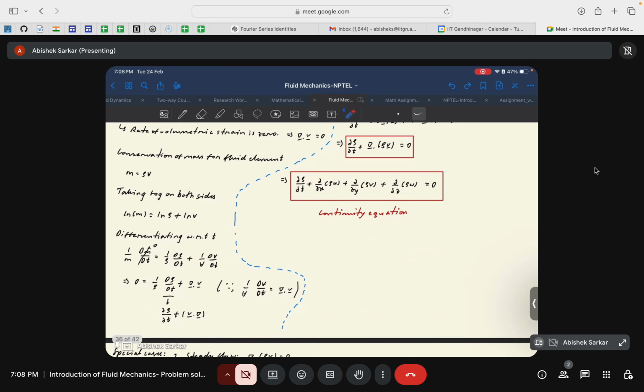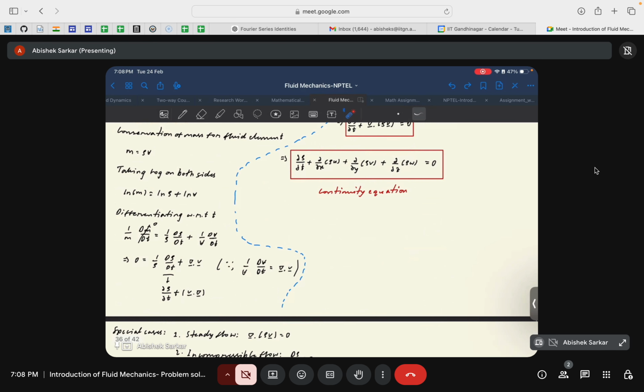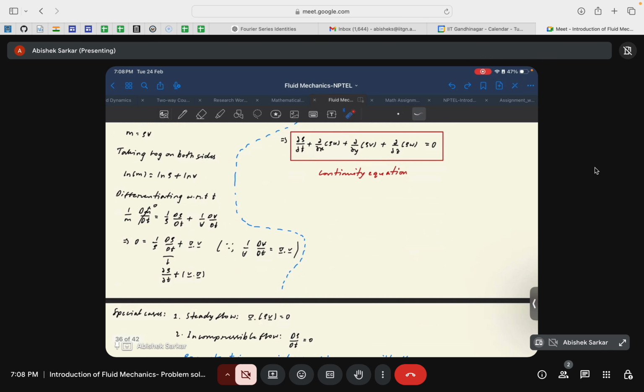So from conservation of mass, we did a similar expression before, but let us repeat it. We have m equal to rho times volume, density times volume. Mass is density times volume. If you take the natural log on both sides, you will get ln m is equal to ln rho plus ln v. Now if you differentiate this with respect to time, you will get 1 by m dm by dt is equal to 1 by rho d rho by dt plus 1 by v dv by dt.